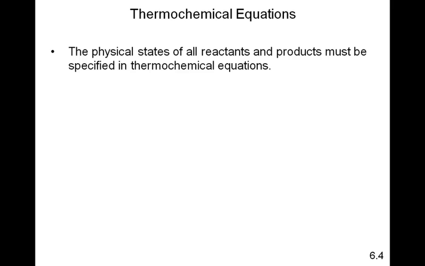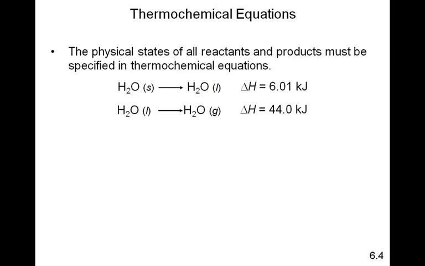The physical states of all reactants and products must be specified in thermochemical equations. So you see, we have solid water becoming liquid water at an expense of 6.01 kilojoules of energy. Same equation now, looks pretty much the same, but the difference is that liquid water is now becoming gaseous water. And we can see that the delta H is different. So the delta H as water is vaporized to a gas is much higher than when solid water melts and becomes a liquid.